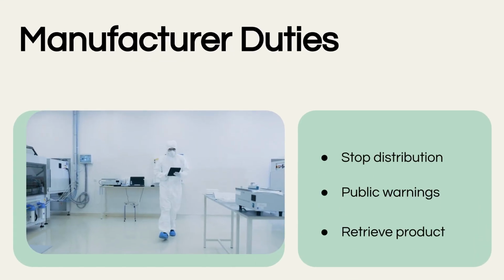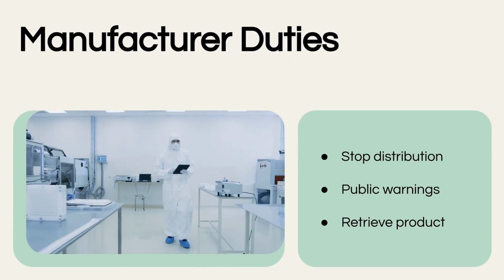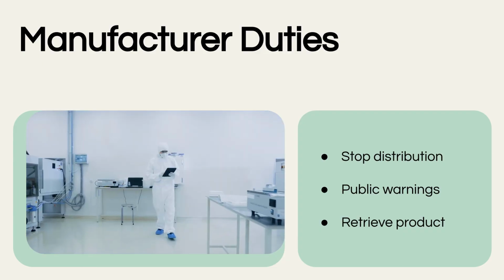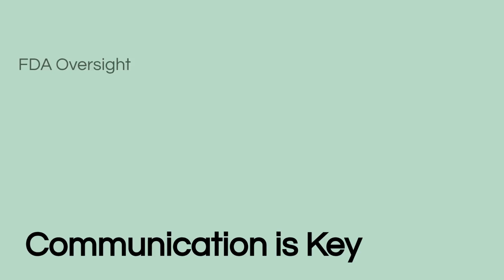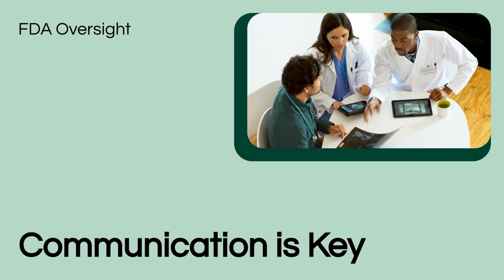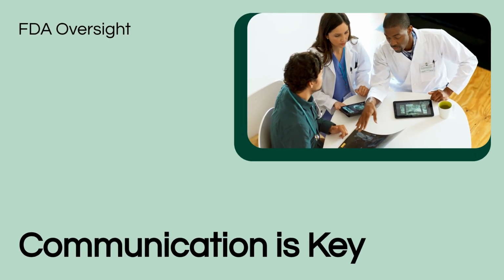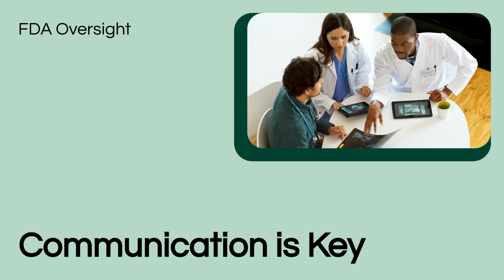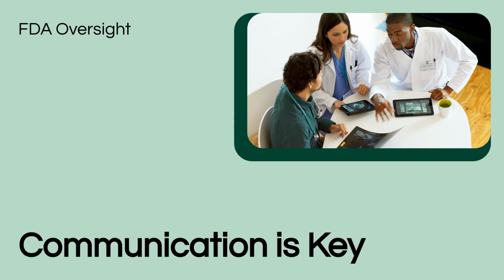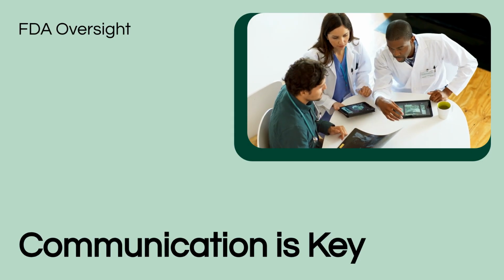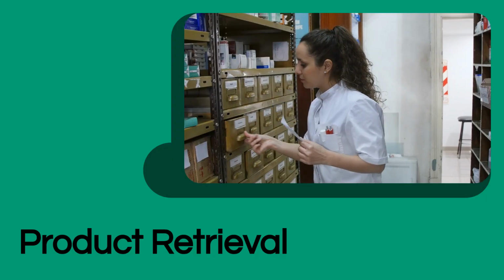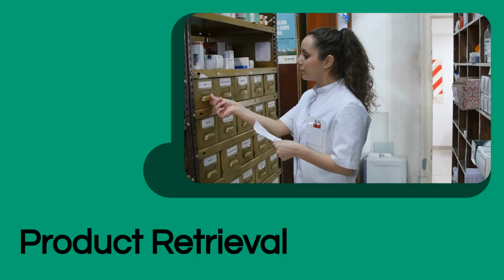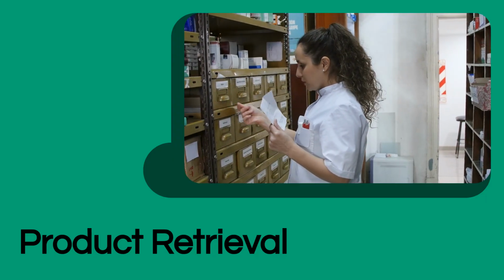Once a manufacturer identifies a problem, they must immediately stop distribution, issue public warnings if needed, and develop a strategy for product retrieval. Clear communication is vital. Manufacturers must notify the FDA and all affected parties, including distributors, pharmacies, and potentially patients, depending on the recall class. Retrieval involves getting the recalled medication back from the distribution chain and consumer level. The depth of the recall depends heavily on the risk class.